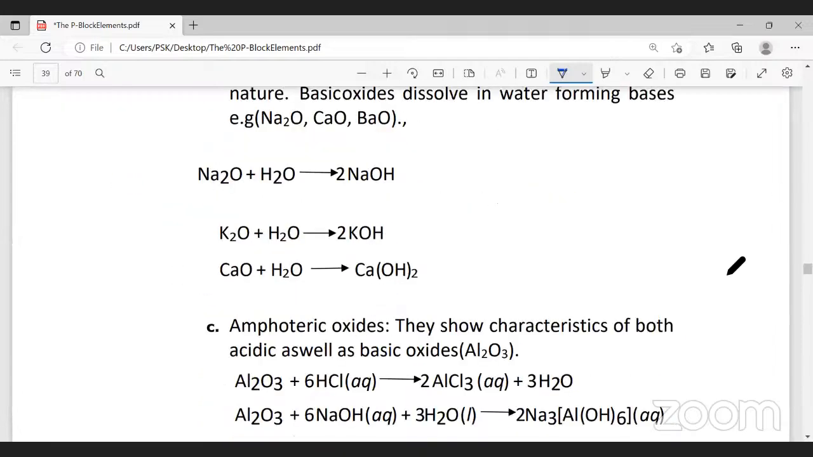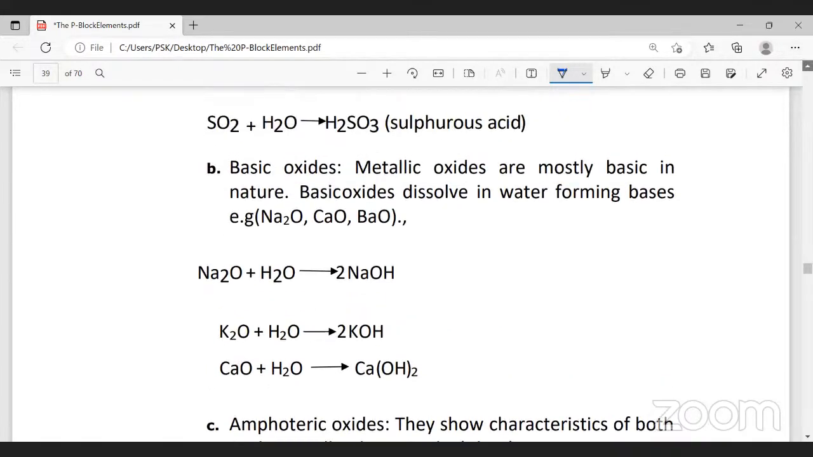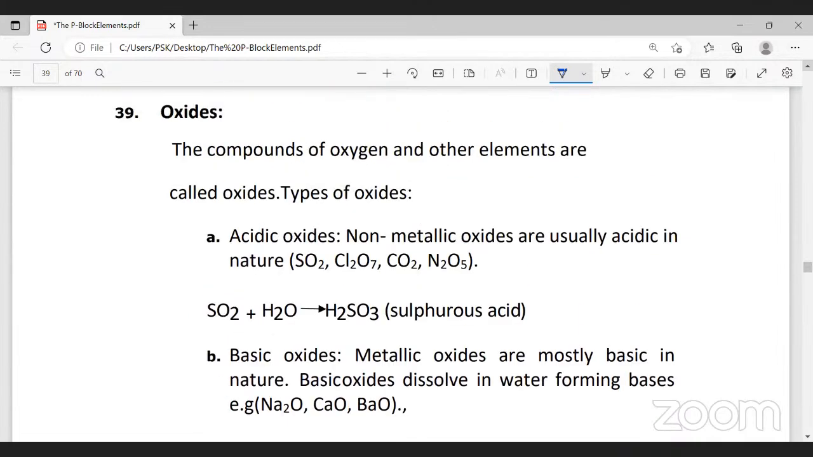Now, next is oxides. The compounds of oxygen and other elements are called oxides. Now, types of oxides. The first one is acidic oxides.